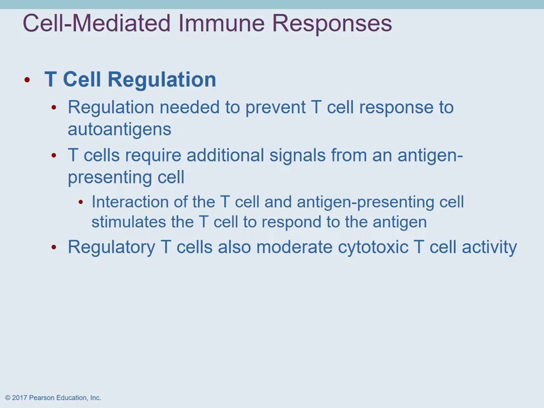The memory response is very quick. The first time you're exposed to something, there's a little bit of a lag time for the adaptive immune system to kick in. You've got to activate these T cells. You have to activate the B cells to make the antibodies, and all that takes a little bit of time. On any subsequent exposure, the response is going to be very quick because you have those memory cells. It's like, oh, we've seen this before, guys. We've got to kick in and start working.